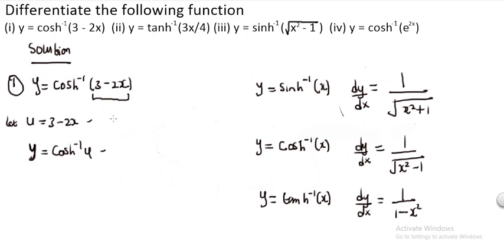So doing that, we take the derivative of u with respect to x here. So du/dx is equal to, for differentiating this constant, it becomes 0. For differentiating minus 2x, it becomes minus 2. While we have cosh inverse of u, if we're differentiating this, this becomes dy/du, and this is equal to 1 over square root of u squared minus 1. Very, very similar to what we had here, but because we had x here, in this case we have u, so we use it to replace x.